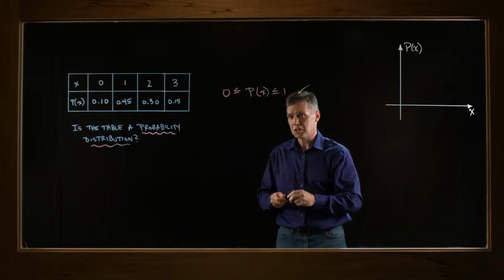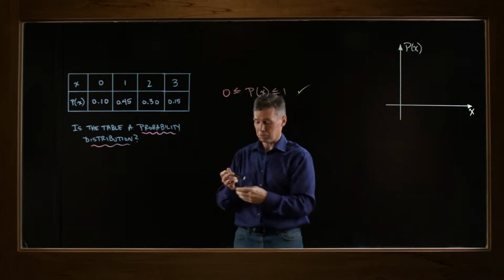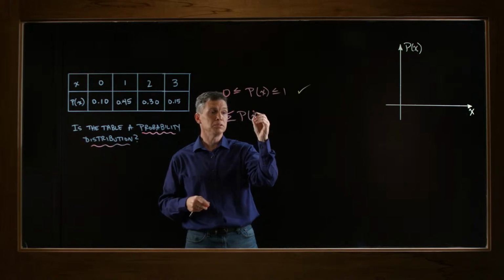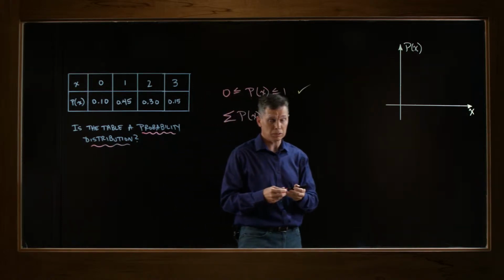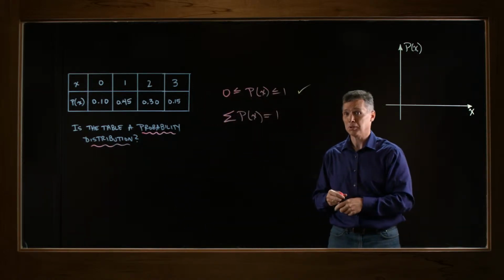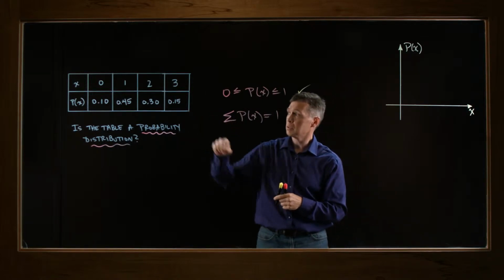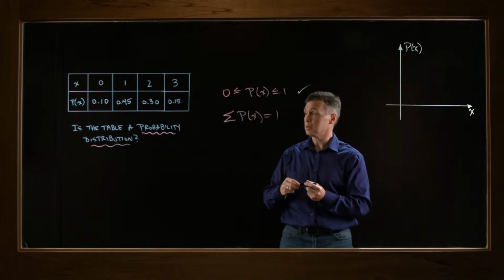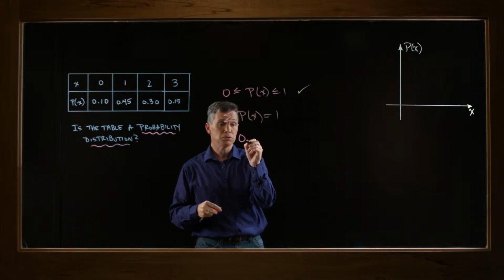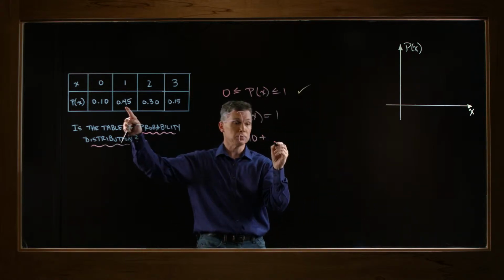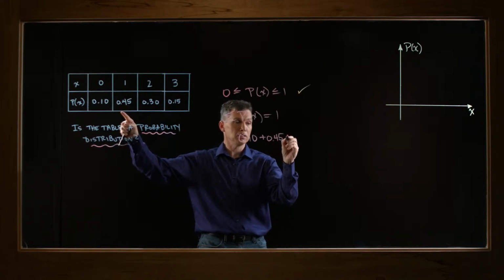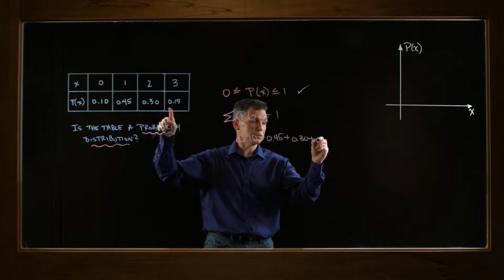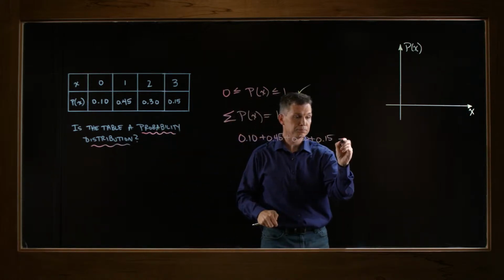The second condition we'll have to check to see if it's a probability distribution is that the summation of those probabilities needs to equal 1. Nothing less, nothing more. So back to that second row in the table, we're just taking all of those values and adding them up and seeing if we get 1. 0.10 plus 0.45 plus 0.30 plus 0.15.